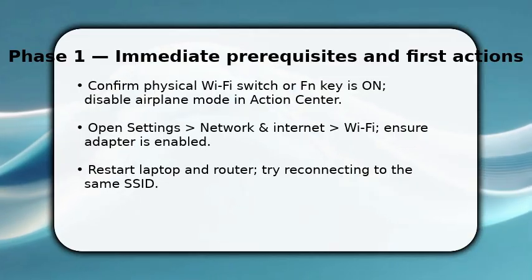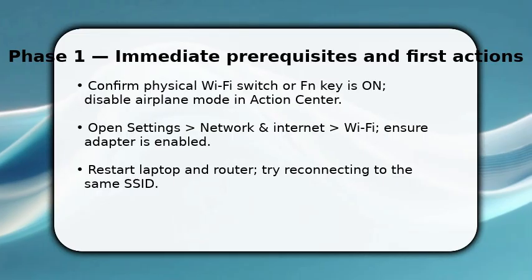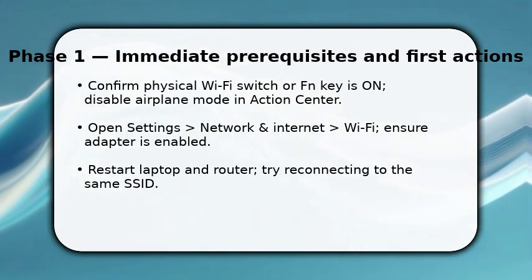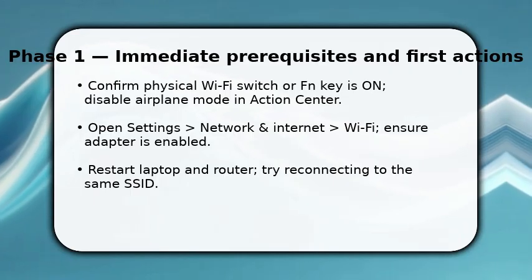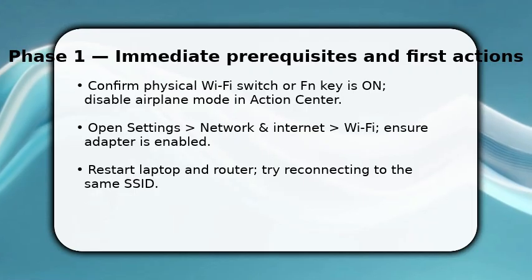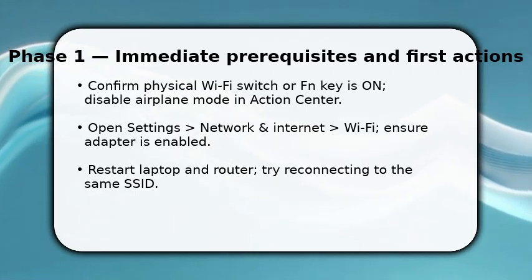You start by confirming basic connectivity. Make sure any physical Wi-Fi switch or FN key is on, and disable airplane mode in Action Center. Open Settings, go to Network and Internet, then Wi-Fi, and verify the adapter shows enabled.